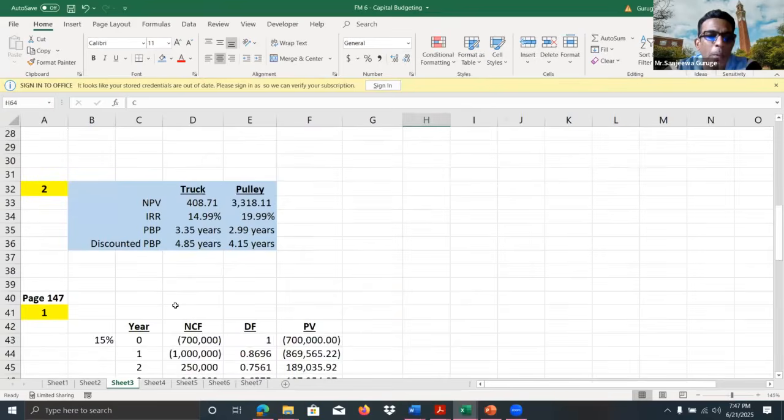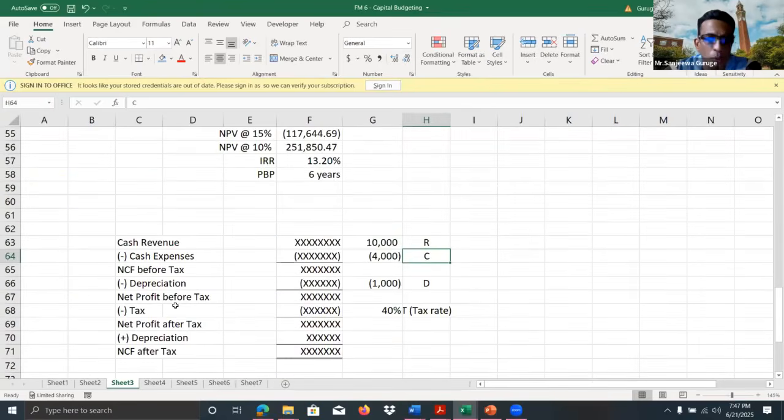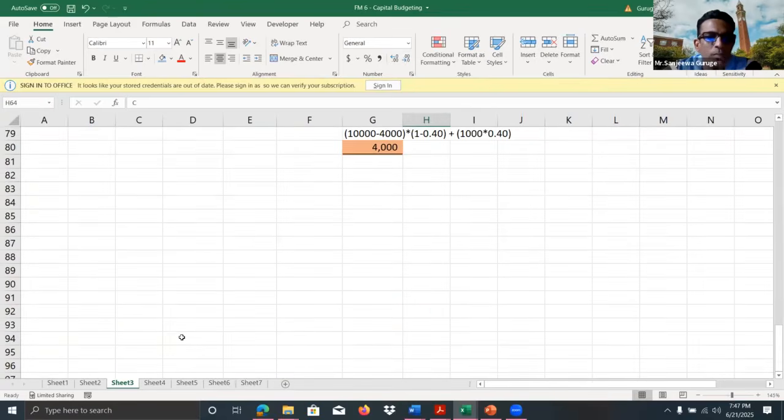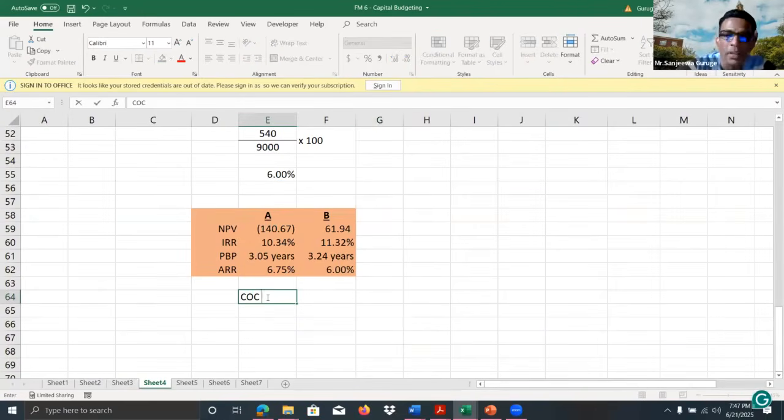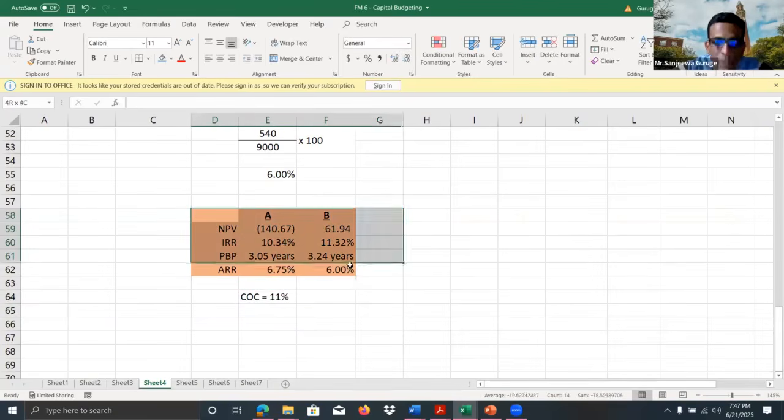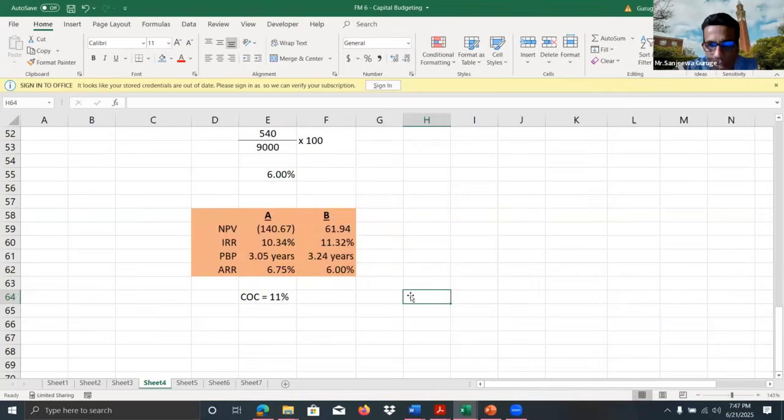okay, so if we have two projects, suppose the cost of capital for this firm is 11%, right? 11%, and if we get these values for two projects, what is your recommendation? Which project should be accepted? The cost of capital is 11%, and these are the values, right?